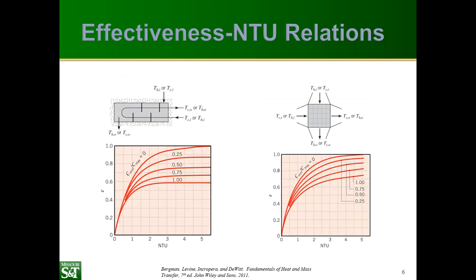The last version here are these graphs. Sometimes you don't have an equation, but you have NTU and effectiveness presented on a graph like this, where each line represents a particular ratio of heat capacities. So here you would look this up in a textbook or in a journal article, and you would check on this graph and find out where your effectiveness and your number of transfer units would line up depending on the heat capacity ratio for your two fluids.